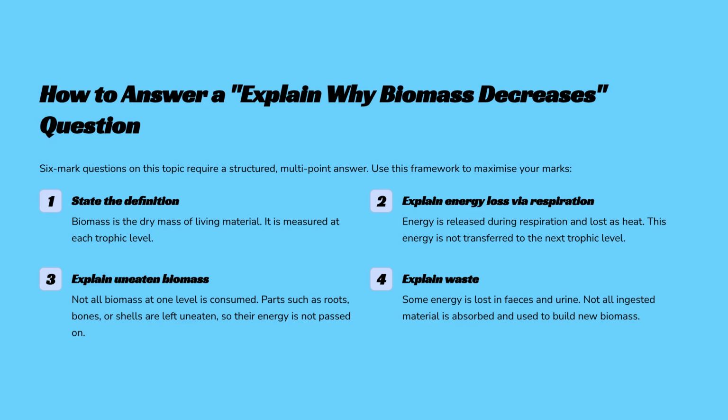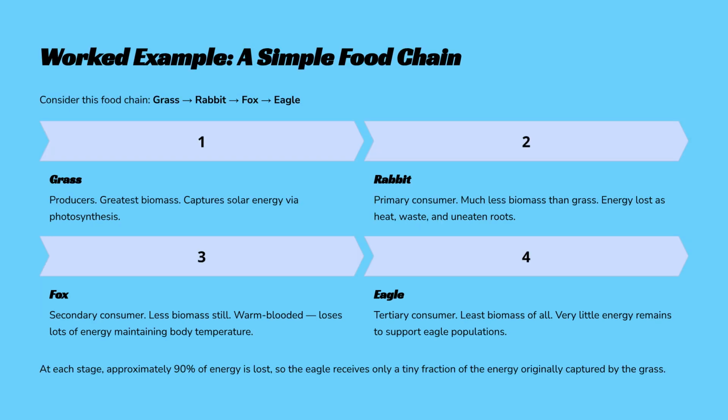When answering a 6-mark question on why biomass decreases, use this framework. Define biomass, explain heat loss via respiration, describe the impact of uneaten biomass, and account for loss in waste products. Let's apply this to a food chain, grass to rabbit to fox to eagle. Producers capture solar energy, but at each consumer level, significant energy is lost, meaning only a tiny fraction of the original energy reaches the eagle.